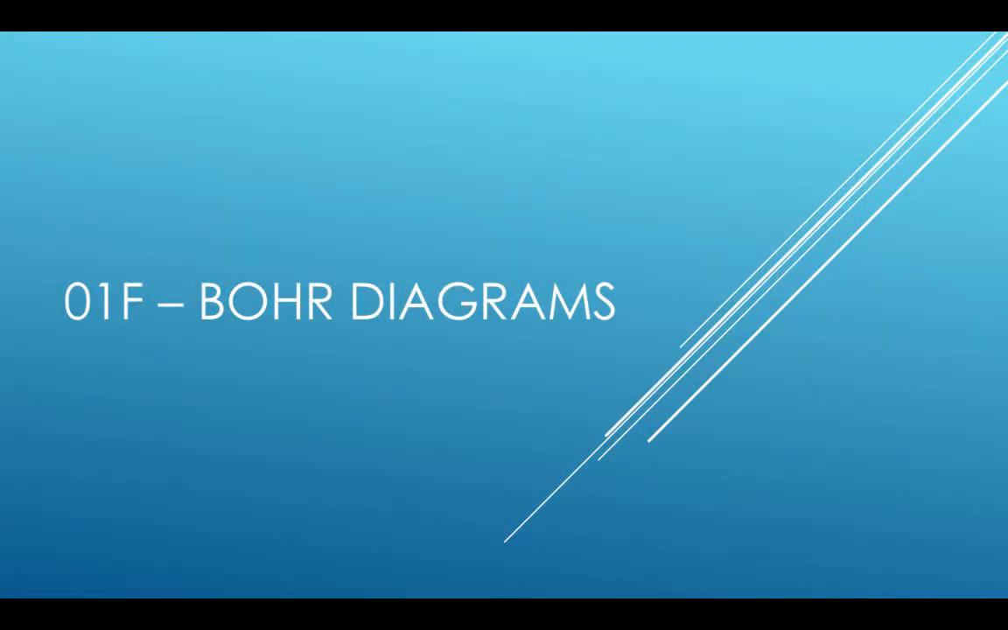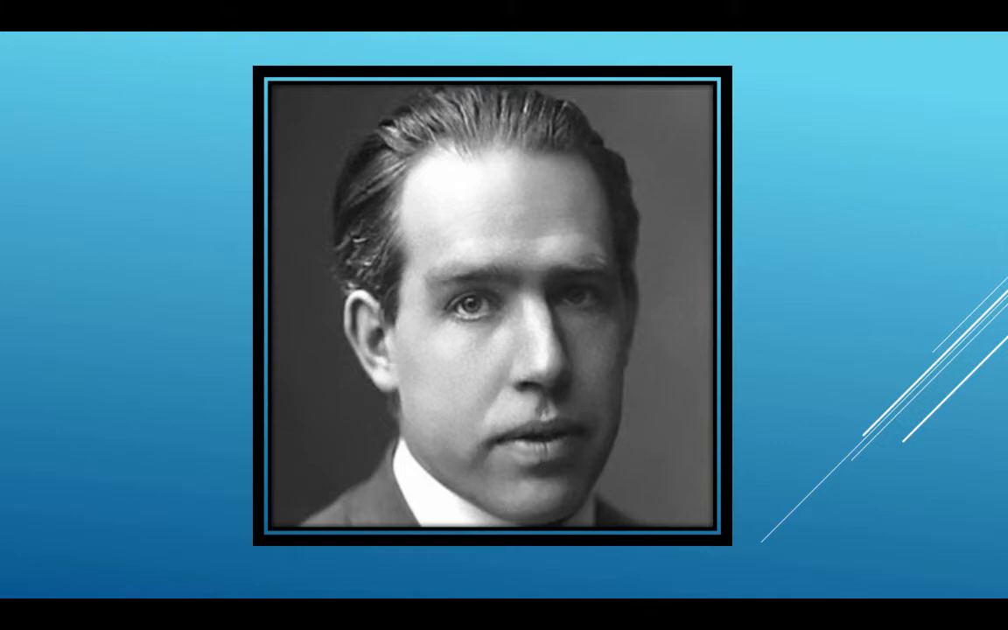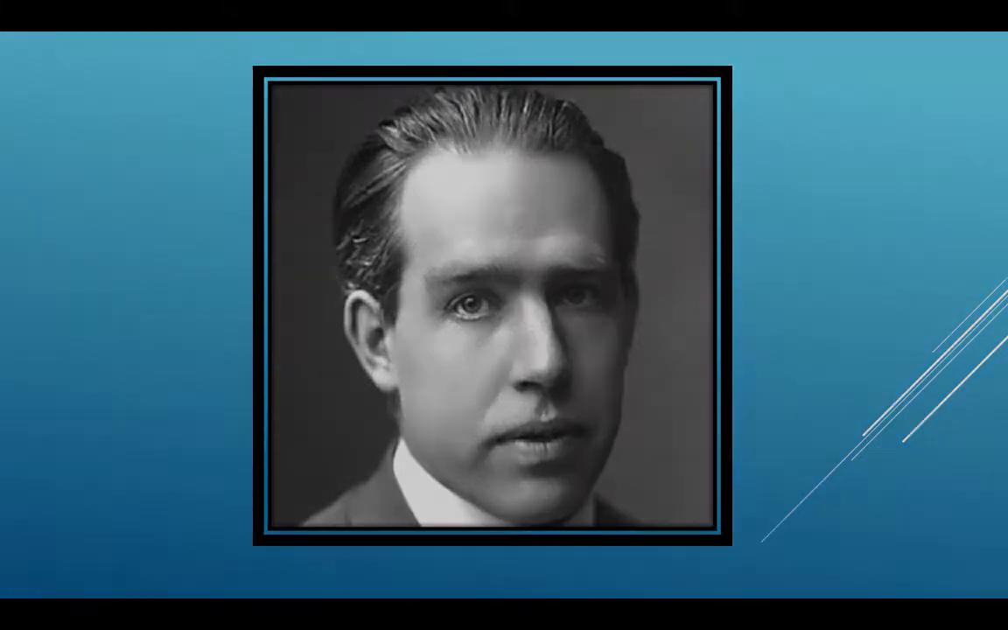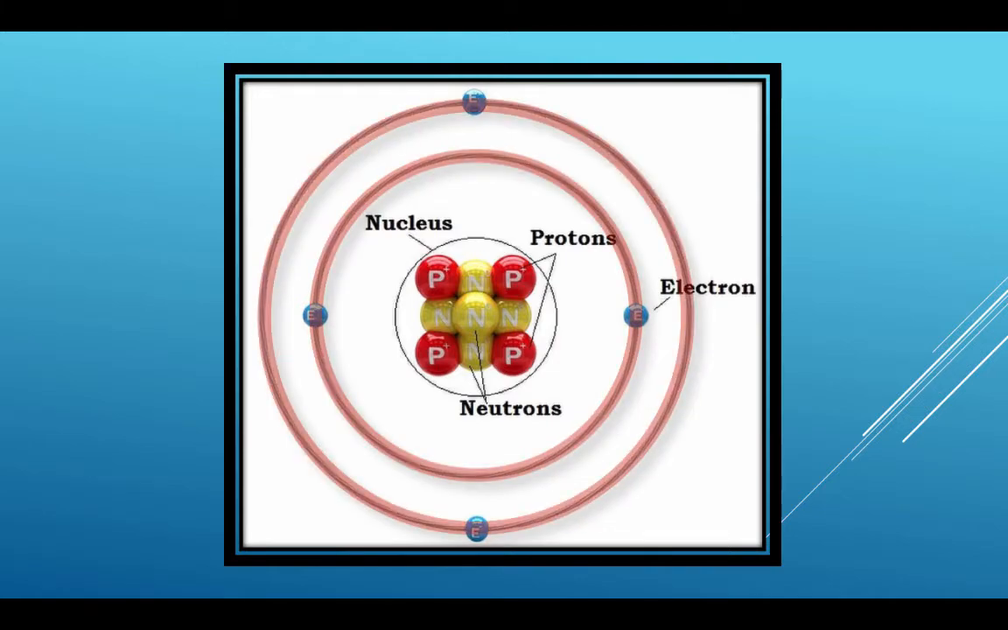Lesson 1F, Bohr Diagrams. In the 1920s, a fellow named Niels Bohr came up with a simple description of the atom. He and another fellow named Rutherford identified that the center, or the nucleus of an atom, housed the protons and the neutrons, while the electrons traveled around the nucleus in orbitals.